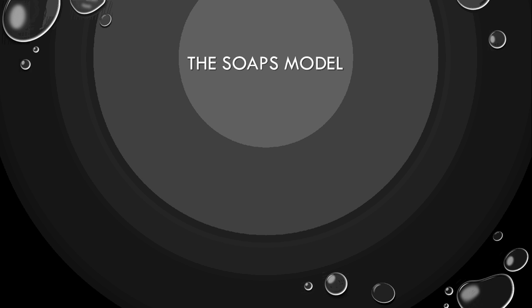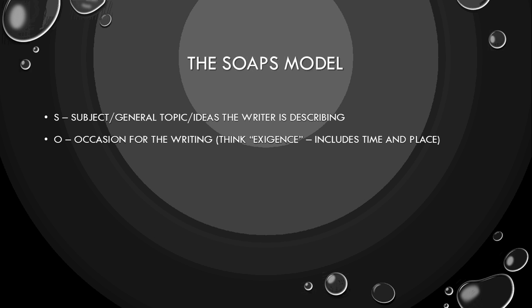There are 5 aspects to analyze. So from David Holeaf's big rhetorical diagram framework, we're going to bring it down to just 5. The first one is your S. It's our subject, it's the general topic, it's the idea that the writer is describing. Our O is the occasion. This is essentially the exigence. The next one is A. It's the specific audience that the writing is directed towards.